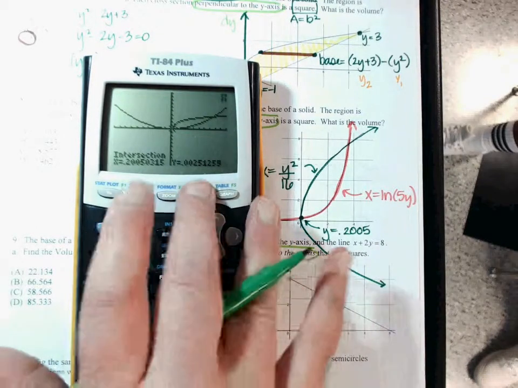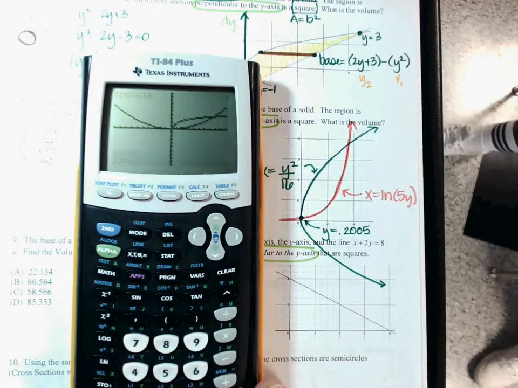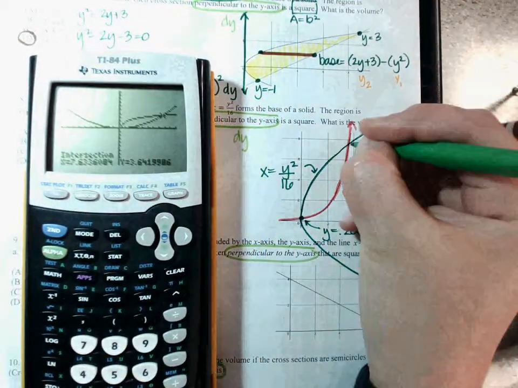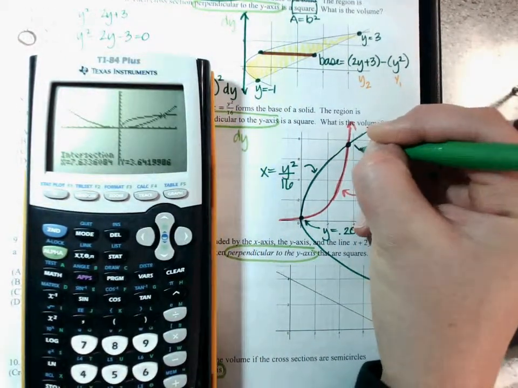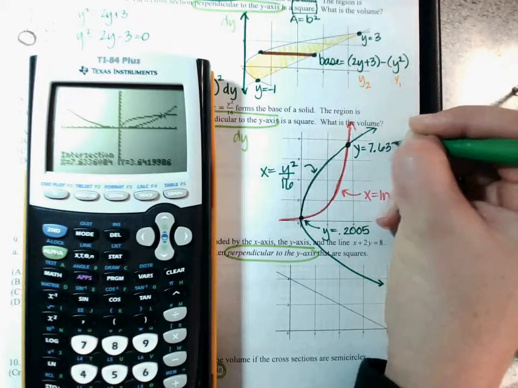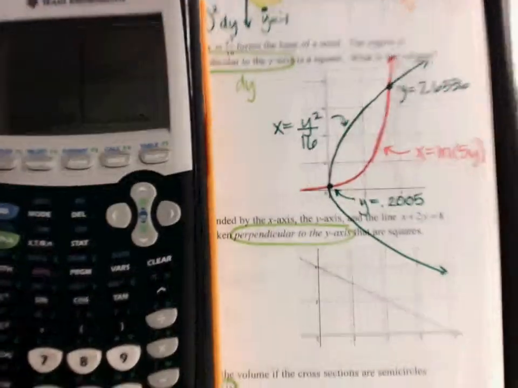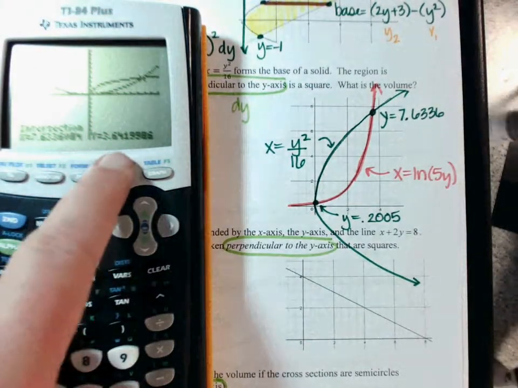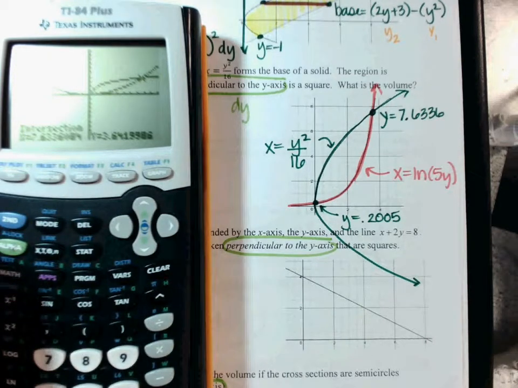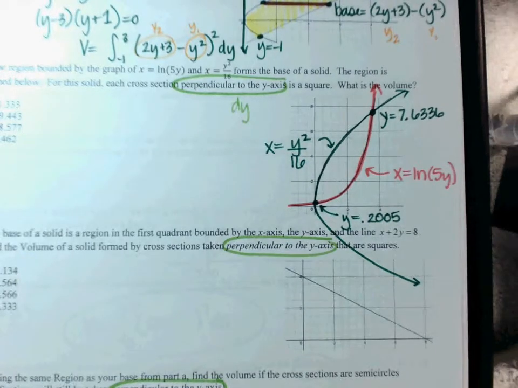Okay, then second trace 5, enter, and I'll guess maybe like 6. Okay, 7.6336, good. But sometimes people will get confused and start pulling the y values out of the calculator. Remember, you don't want to do that because you switch the letters. That's why it's coming out as an x.